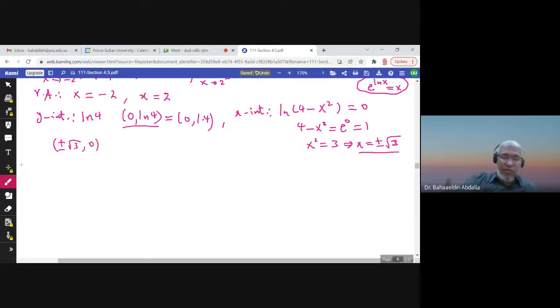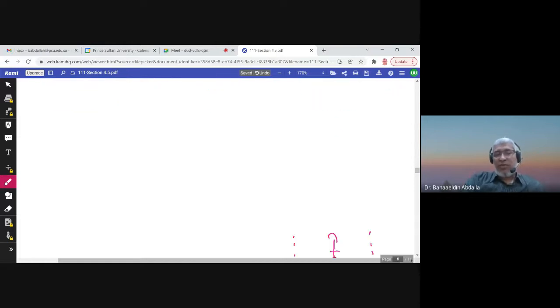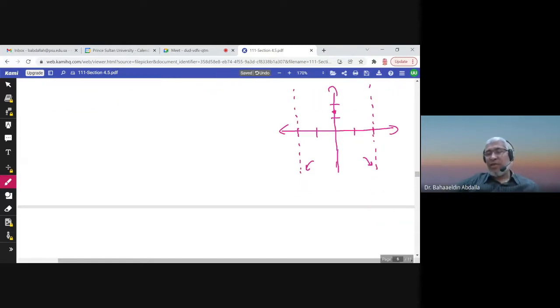So I have two x-intercepts, (1.7, 0) and (negative 1.7, 0). So it seems that the graph passes by these points. So I expect that the graph is like this according to all the information I have up to now.